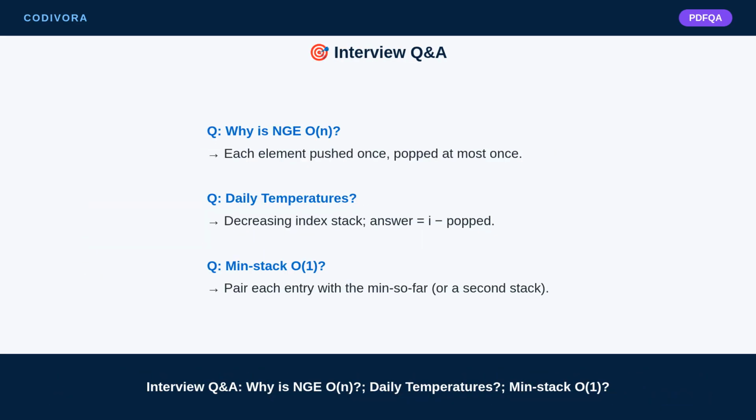Interview questions on this, rapid fire. Why is it O of n? Each element pushed once, popped at most once. Daily temperatures? Decreasing index stack. Answer equals i minus popped. Min stack O of 1? Pair each entry with the min so far, or use a second stack. Histogram max rectangle? Increasing stack. On pop, height equals popped. Width equals i minus new top minus 1.